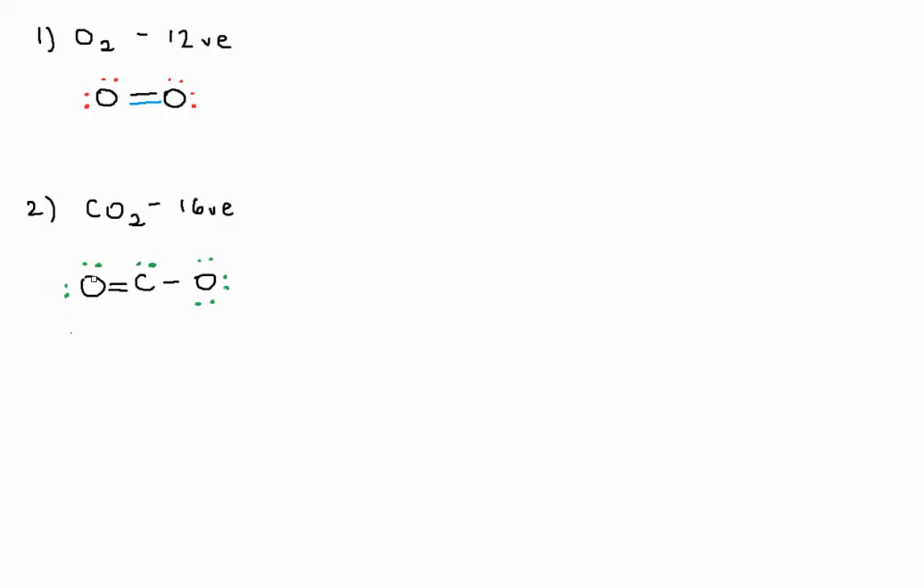So let's count again. 2, 4, 6, 8, 10, 12, 14, 16, 18. I'm still using too many electrons. So what I need to do is draw another double bond. So I'm going to erase these 2, I'm going to erase these 2, and let's see if I'm good now. 2, 4, 6, 8, 10, 12, 14, 16, and I'm good to go.